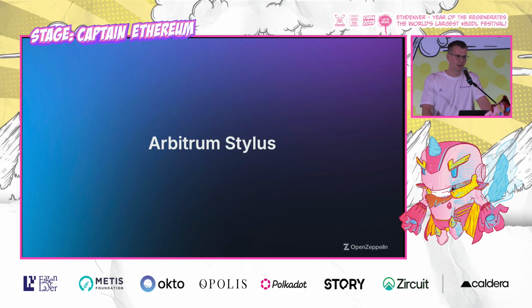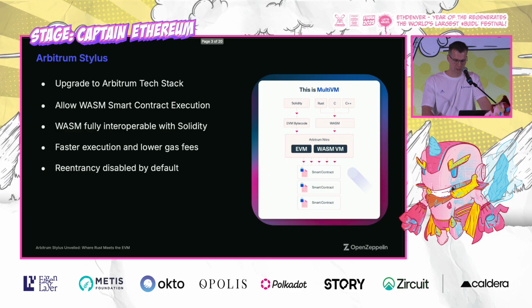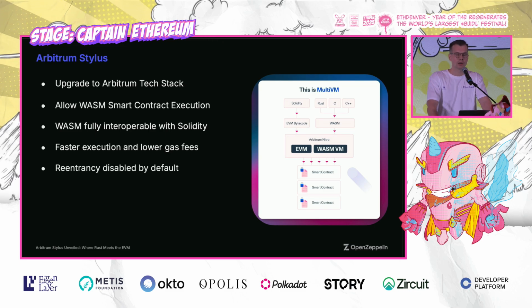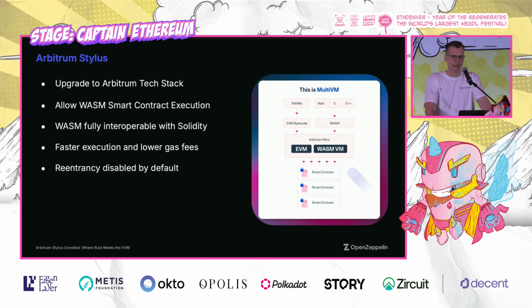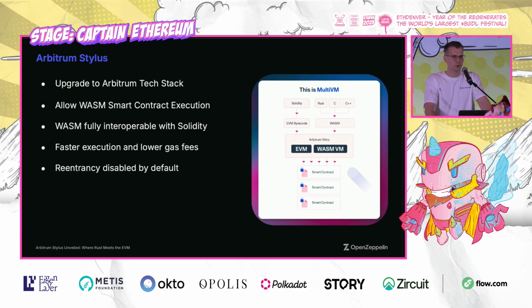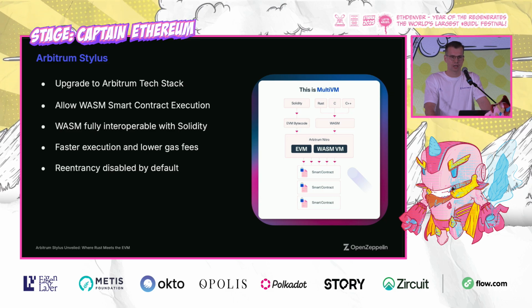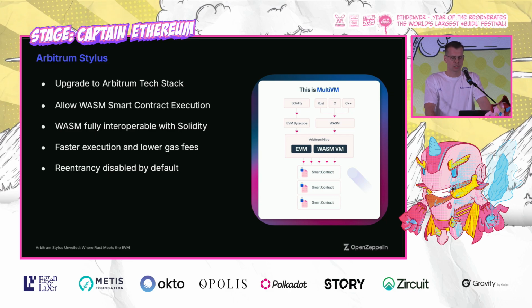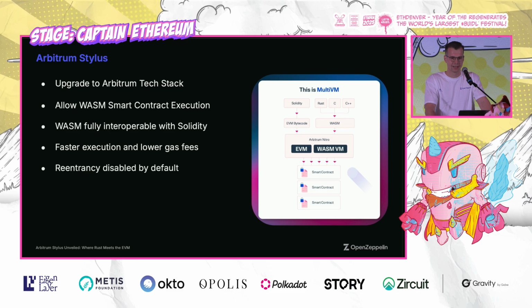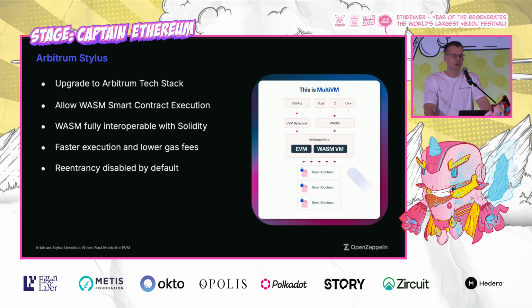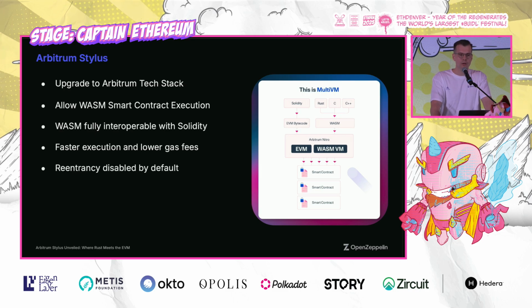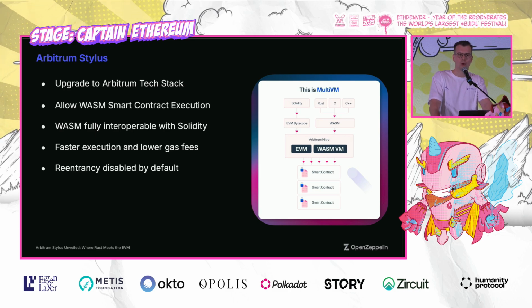So let's start with the question, what is Arbitrum Stylus? Before Arbitrum Stylus was enabled on Arbitrum chains, Arbitrum nodes hosted only the EVM. Arbitrum Stylus adds an additional co-equal virtual machine, the WASM virtual machine. And that virtual machine allows us to develop smart contracts in any programming language that compiles to WASM.